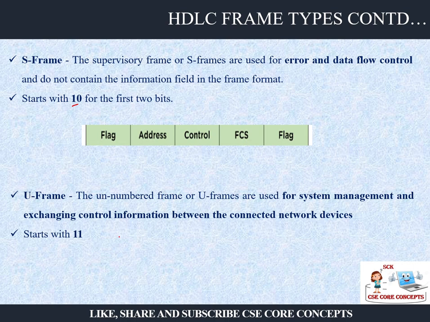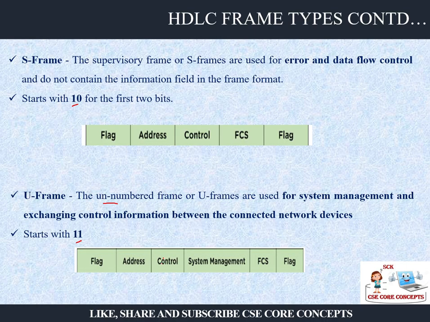And the third type of frame is the U frame. U frame is also called the unnumbered frame. They are used for system management and controlling information between the network devices. So to communicate between two network devices, to check for the connection, to do some management, these types of frames are called unnumbered frames, and they start with 1 1, right?